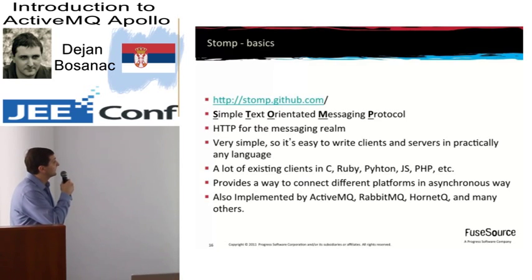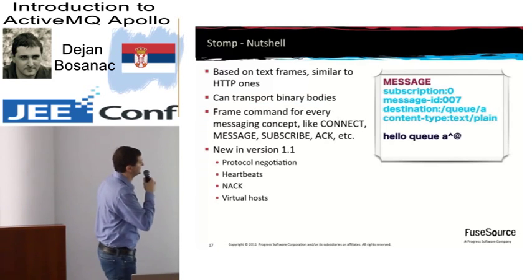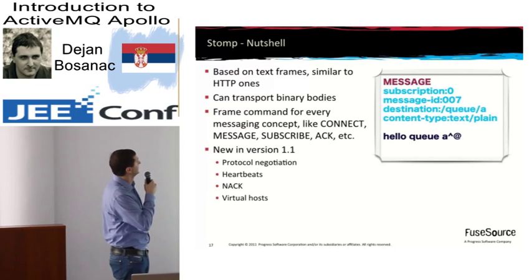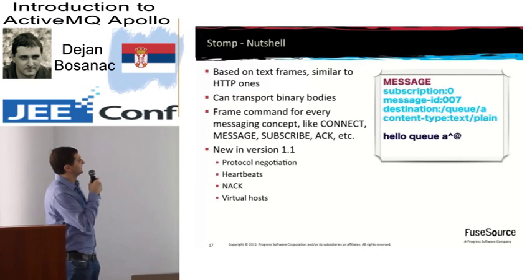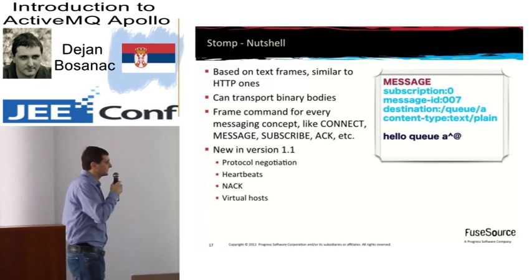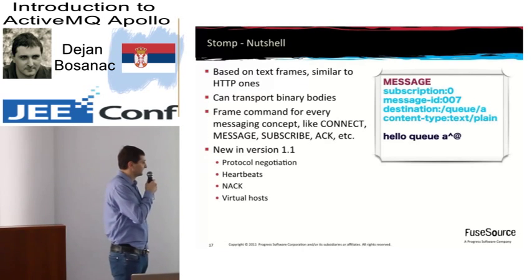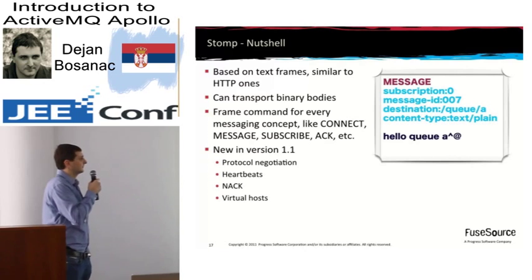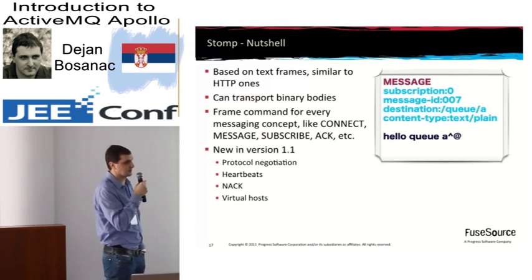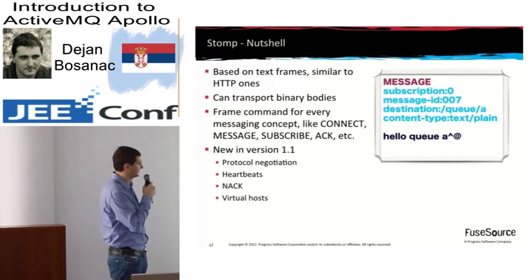So if you take a look at this frame example on the right side, that's the example of the frames sent between brokers and clients. And as you can see, it's very similar to HTTP. As I said, it can transport binary bodies, but it's basically a text-based protocol, and we have a frame command for every important messaging concept, like connecting to the broker, sending a message, subscribing to the destination, acknowledging a message, and so forth.